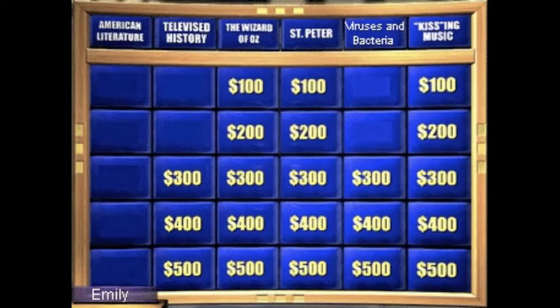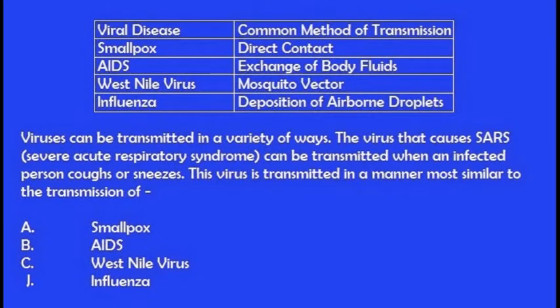I'll choose viruses and bacteria for 300. The question is, viruses can be transmitted in a variety of ways. The virus that causes SARS can be transmitted when an infected person coughs or sneezes. This virus is transmitted in a manner most similar to the transmission of what? The question is accompanied by a chart.